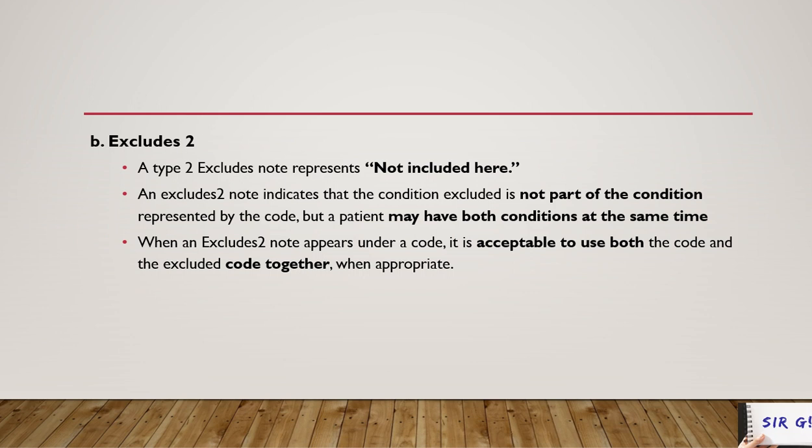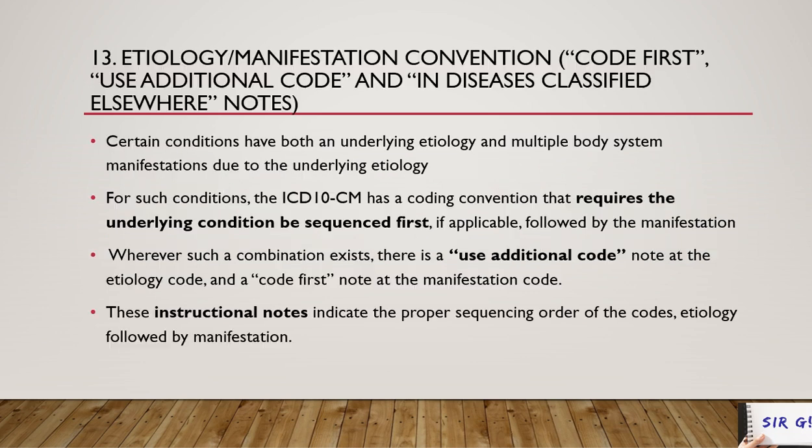A common example here is acute tonsillitis and chronic tonsillitis. If both conditions are documented in the medical records as present, and it is under that excludes 2, you may code them together as long as both conditions are present. So your excludes 1 can never be coded together. Excludes 2 may be reported together.